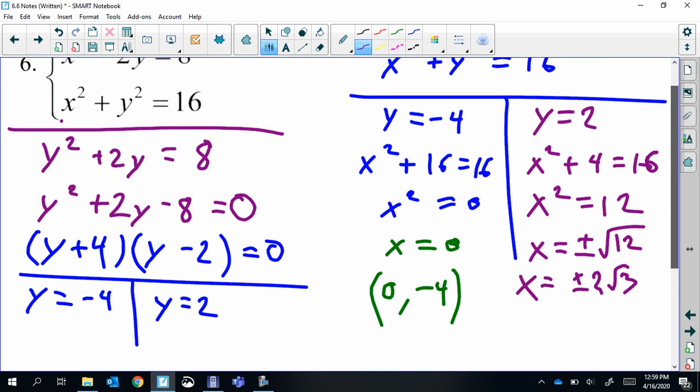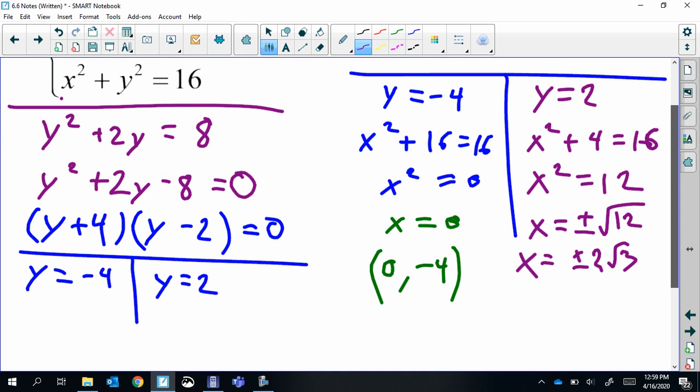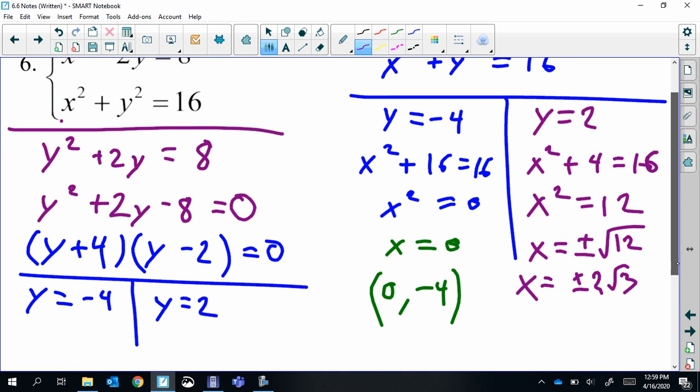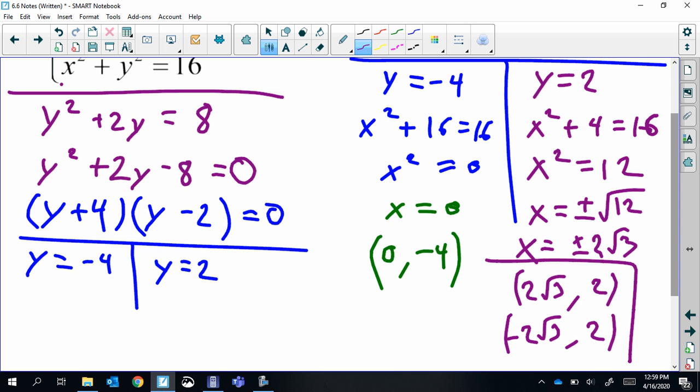So we got one solution here. When we plugged in 2, though, we got 2 different solutions. So that makes 2 ordered pairs. When y is 2, we get 2 different answers. We get positive 2 square root of 3, comma, y was 2. And we also have negative 2 square root of 3 when y was 2. So we got 3 solutions here. So let's draw a strange box around it because that's the way they lined up. 3 solutions.